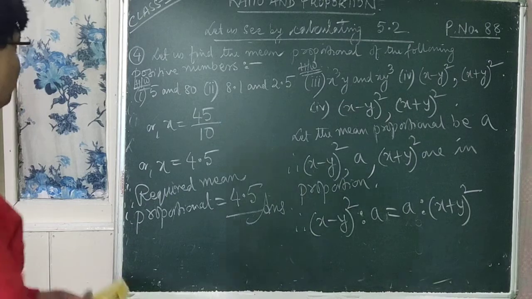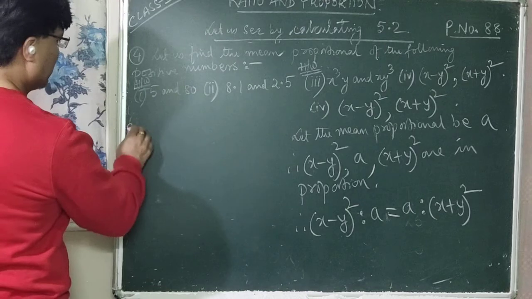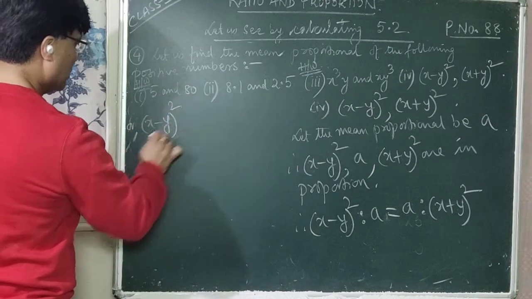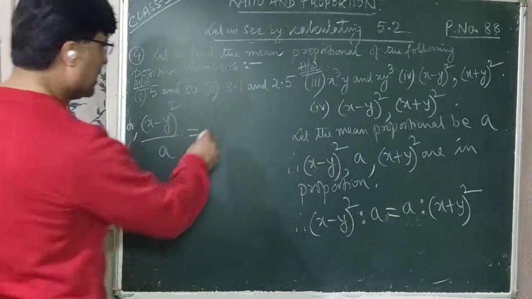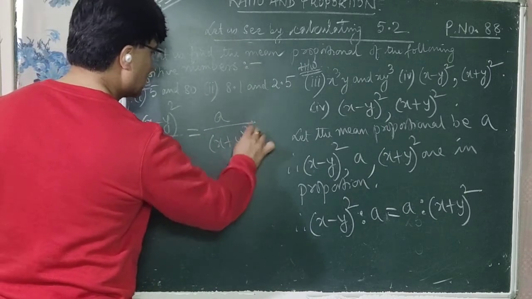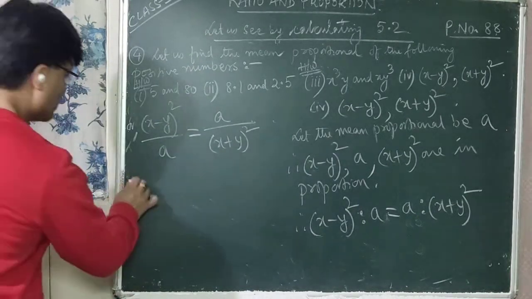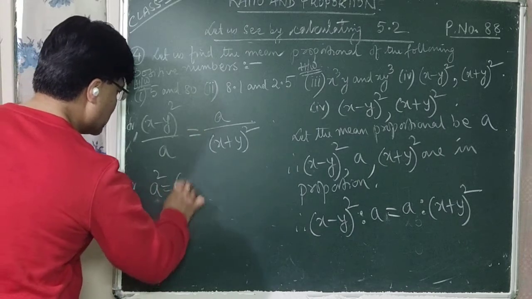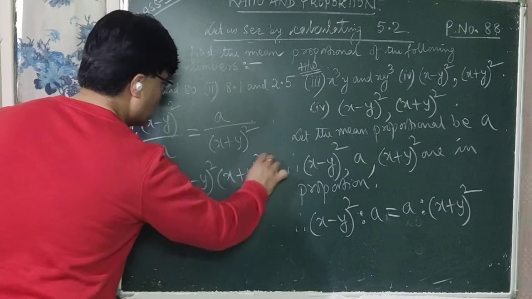Is that clear now? So now let us simplify it. You can write it in terms of fraction. For the left hand side, x minus y whole square upon A is equal to, on the right hand side, A is in the numerator divided by what is there in the denominator? It is x plus y whole square. Is that clear to all of you? So now cross multiply. You can do cross multiplication. A into A is A square is equal to x minus y whole square into x plus y whole square.